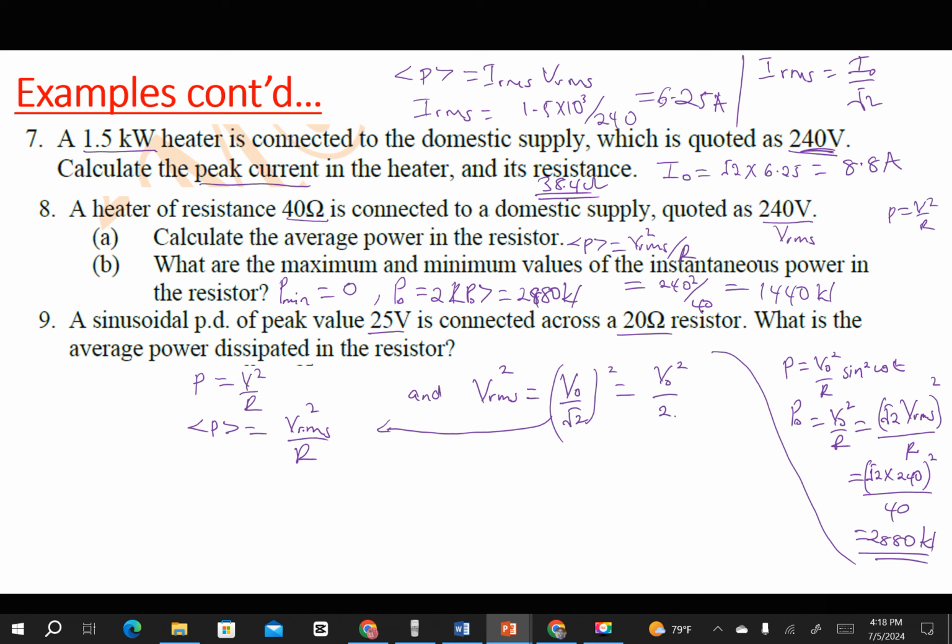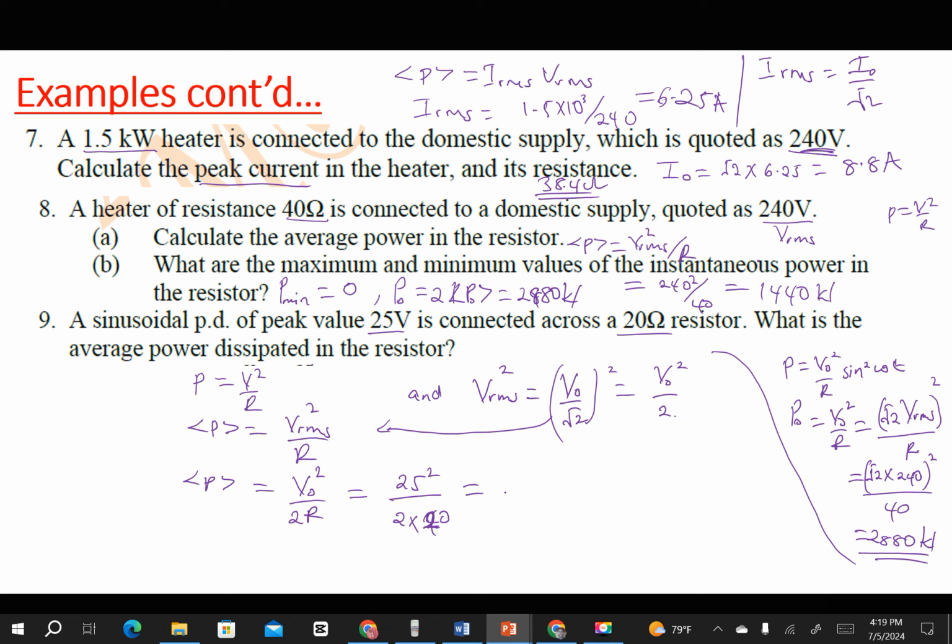When I substitute for V root mean square squared, the average power becomes... The reason why I'm substituting is because they gave us the peak. They didn't give us the root mean square, they gave us the peak and the resistance. So this is going to be V naught squared divided by 2, so it is V naught squared over 2R. So this is going to be 25 squared divided by 2 times R, which is 40.